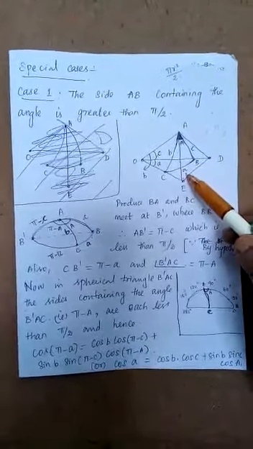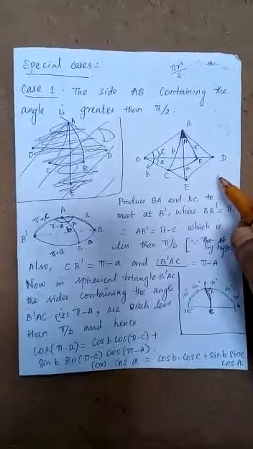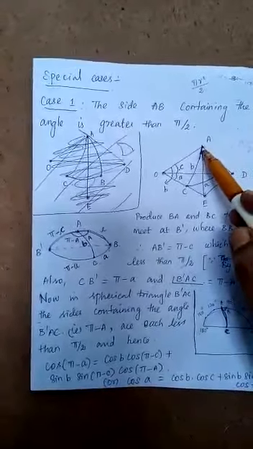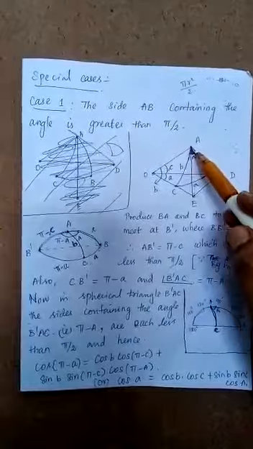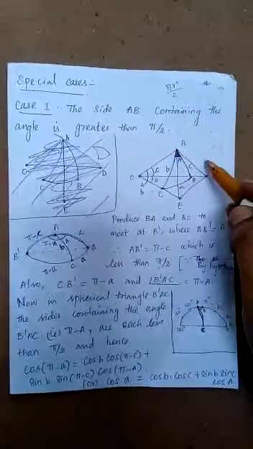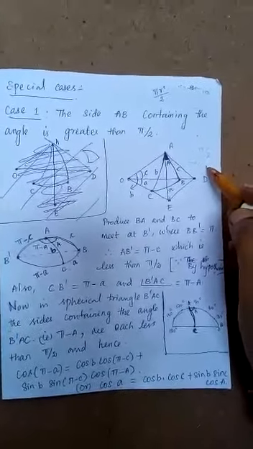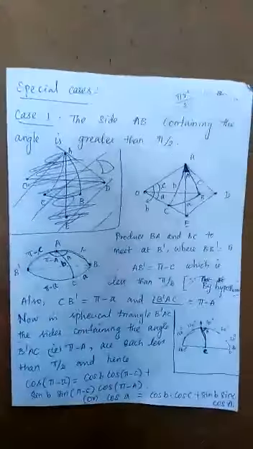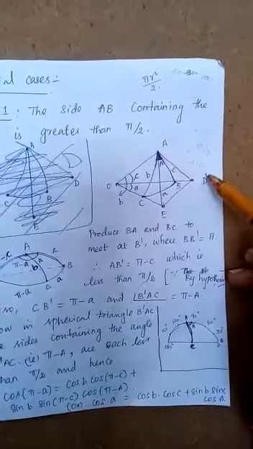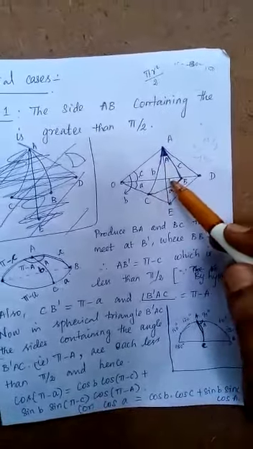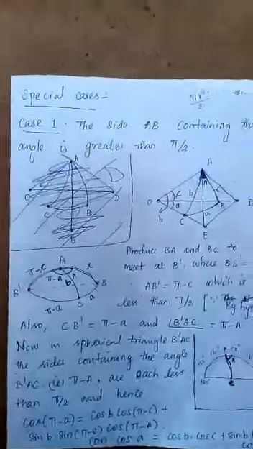Today we are going to see two special cases of the cosine formula. What will happen if one of the sides is greater than pi by 2, and what will happen if both sides are greater than pi by 2? These are the two special cases. One case is that one of the sides is greater than pi by 2 and the remaining side is less than pi by 2. Another case is that both sides are greater than pi by 2. Let's move on to case 1.